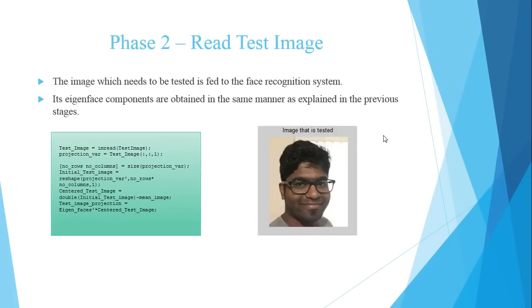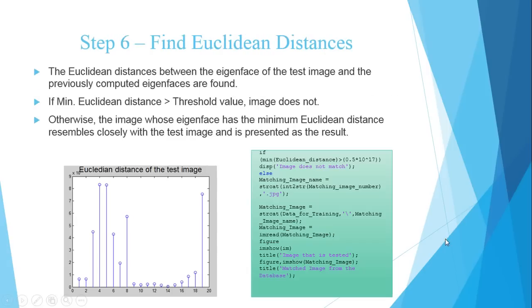Going into phase 2, now we are feeding a test image into the system. Say for example, this is the test image that is fed, and the previous steps which I explained are repeated for this test image, and this is the corresponding code used to read this image.